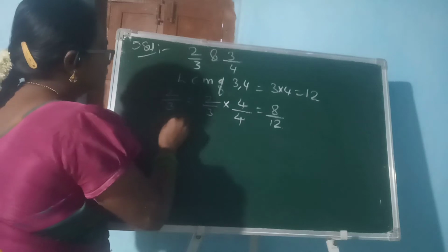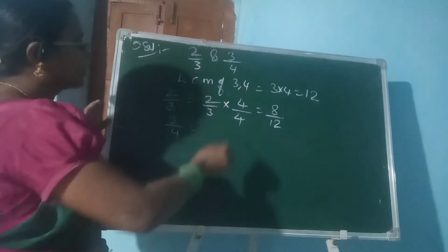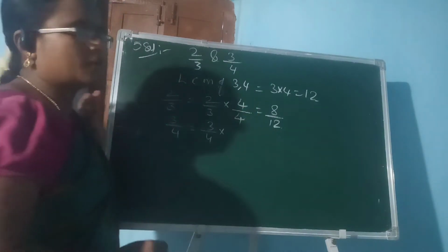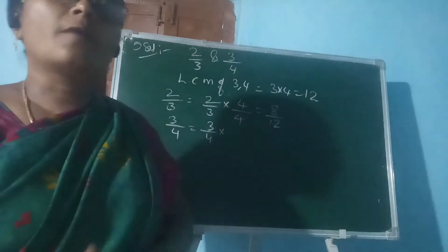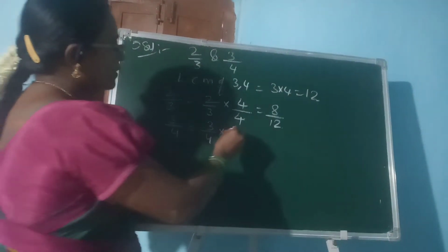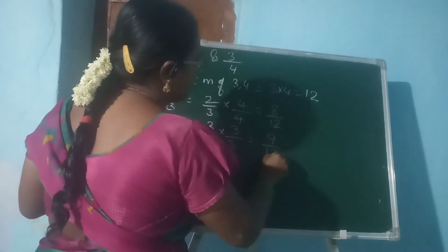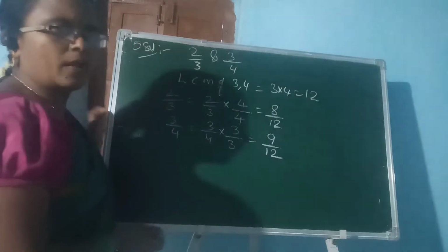Now 3 by 4, the same procedure. What should be multiplied to 4 to get the denominator 12? It should be 3, so 3 by 3. It becomes 9 by 12. Now the fractions are becoming 8 by 12 and 9 by 12.